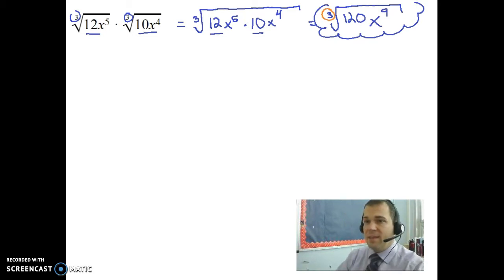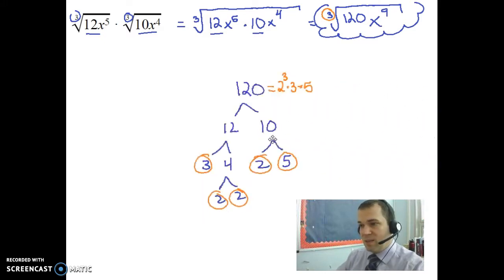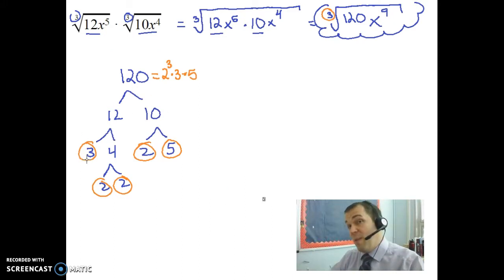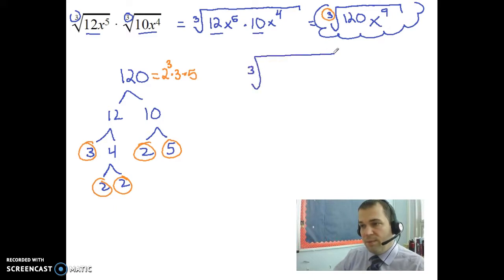If I take that 120 and I break it up into a prime factorization, I get something that looks like this. Doesn't really matter how you break up that 120. If you do all your math correctly, you will end up with 3 2s, a 3, and a 5. So I will rewrite the problem that I ended up with here as the third root of 2 to the third times 3 times 5 times x to the ninth.